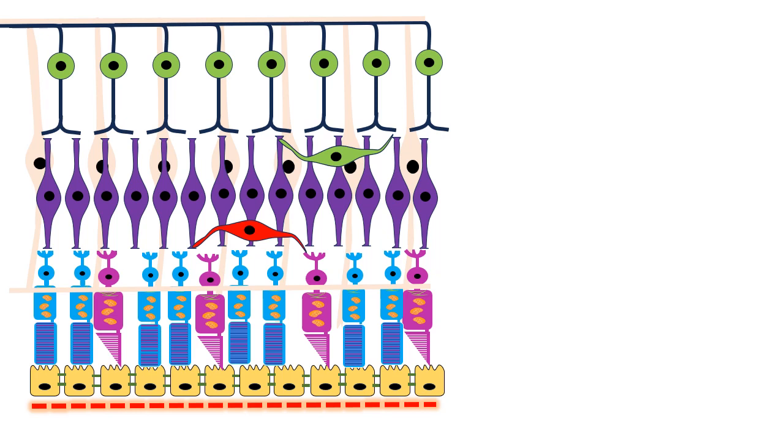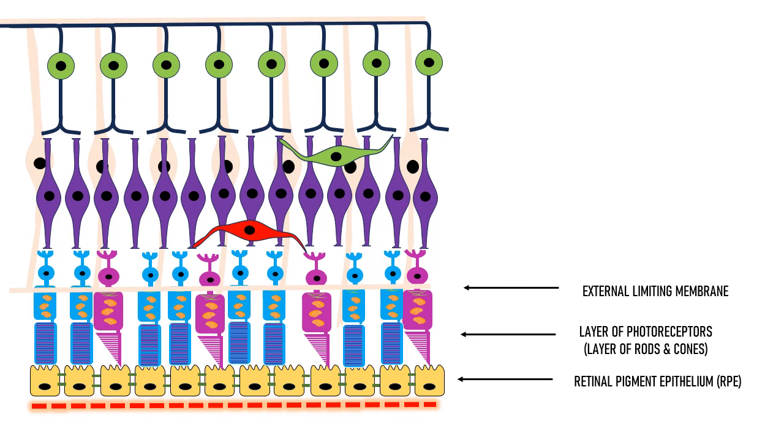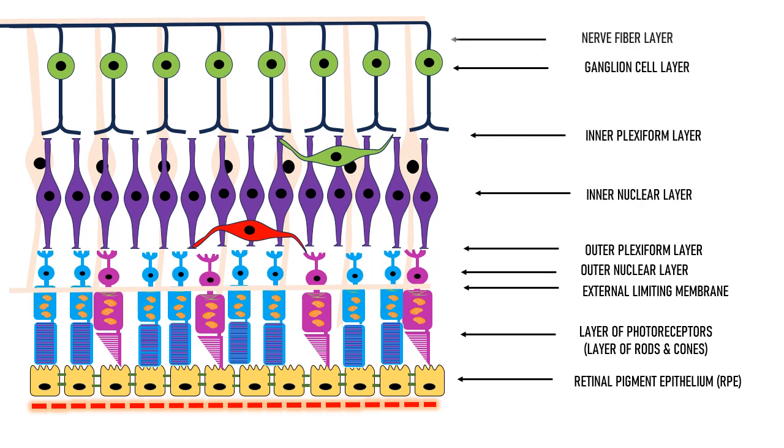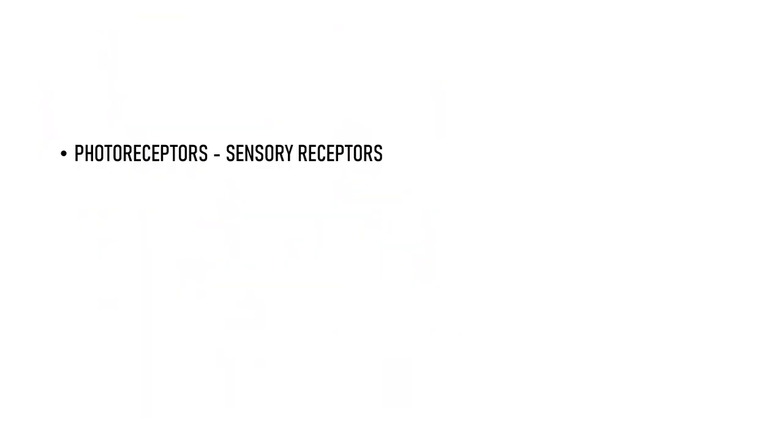So with that, we come to the end of this video. Let us revise the layers of retina once again. There are 10 layers in total. From outside to inside, first comes the retinal pigment epithelium, then the layer of photoreceptors, then external limiting membrane. Internal to that is the outer nuclear layer, outer plexiform layer, followed by the inner nuclear layer, inner plexiform layer, ganglion cell layer, then the nerve fiber layer, and the innermost layer that is in contact with the vitreous is the internal limiting membrane.